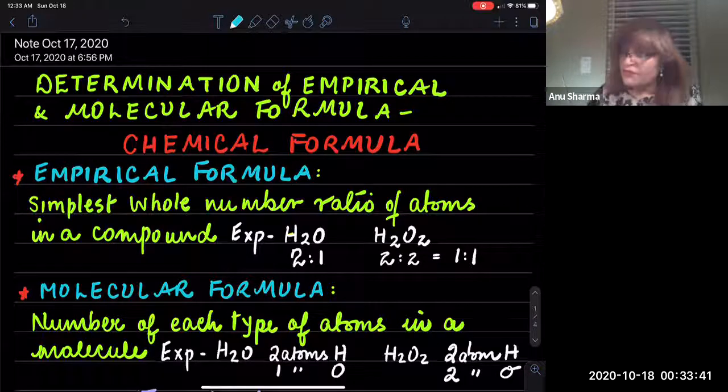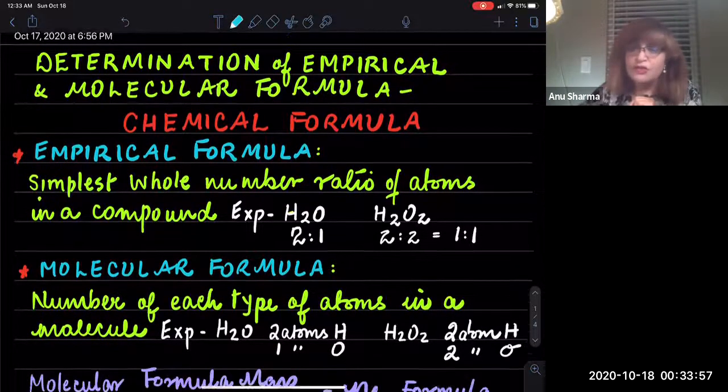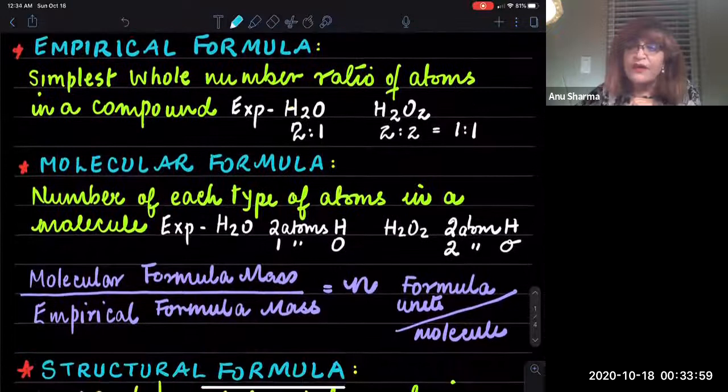Next is the molecular formula. Molecular formula is what you normally see when you look into chemistry, balancing equations and so forth. There you see the number of each type of atom that is present in a molecule. For example, H2O. Now, H2O contains 2 atoms of hydrogen and 1 atom of oxygen. H2O2 contains 2 atoms of hydrogen and 2 atoms of oxygen.